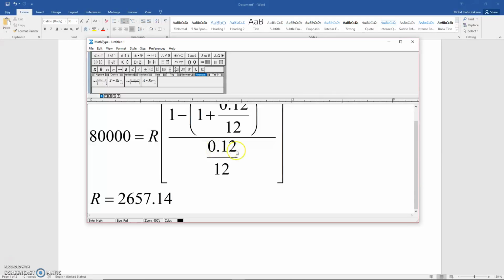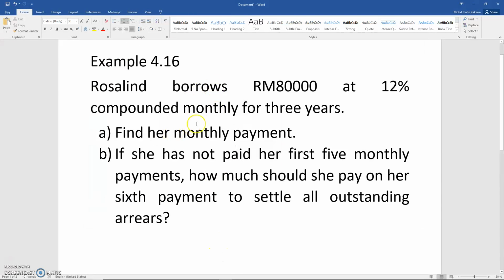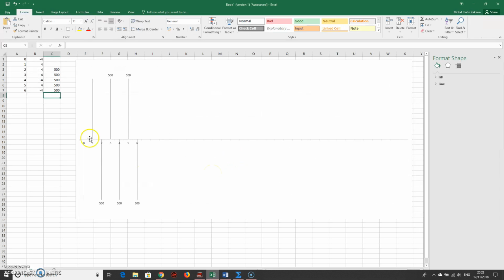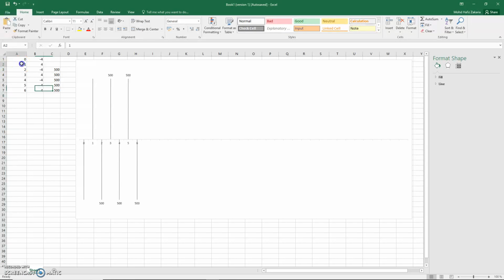Now let's look at the next situation. If she has not paid her first 5 monthly payments, how much should she pay on her 6th payment to settle all the outstanding arrears? To comprehend this, let's look at an overview of the timeline. Let's try to do it fast. So we have 36 months.